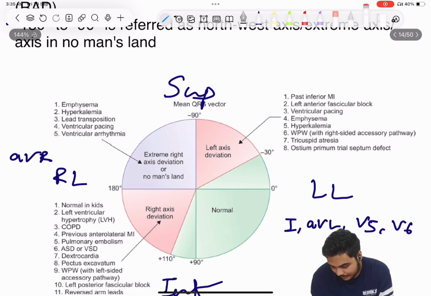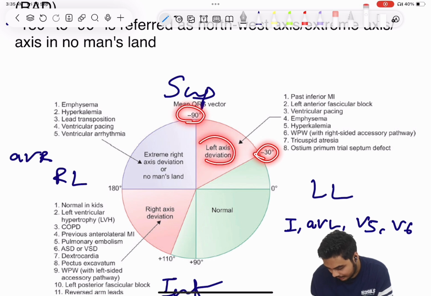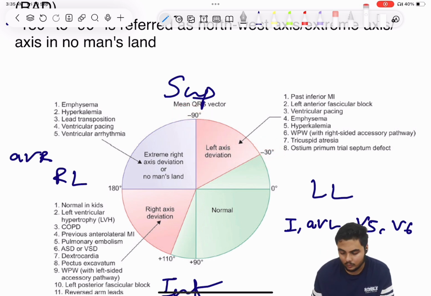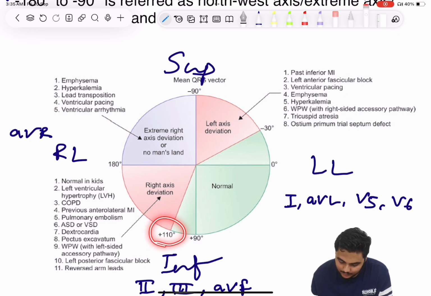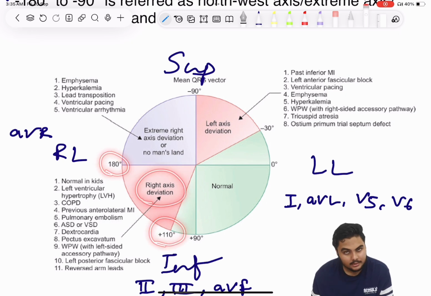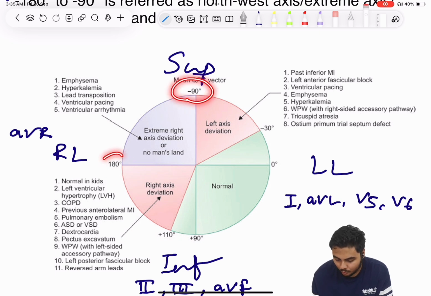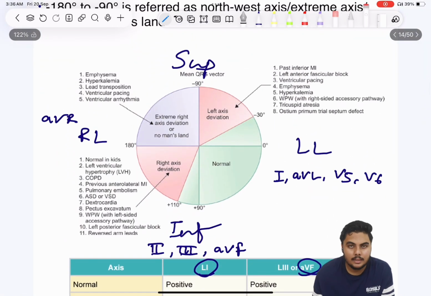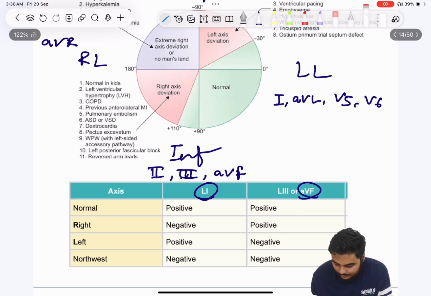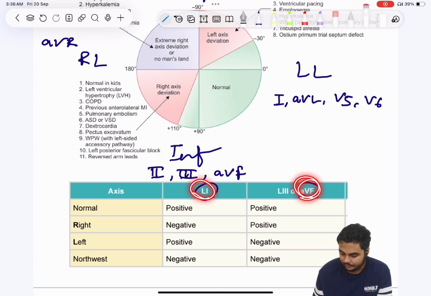Now, whenever there is an axis which lies between -30 and -90, we call it left axis deviation. I will tell you how to calculate, don't worry guys. Just now focus here. Between +110 and 180, we have what we call right axis deviation, and between -90 and 180, we have extreme axis deviation or no man's land. So, for calculating the axis of an ECG, we just have to look at two leads, right guys? That is lead 1 and lead AVF.